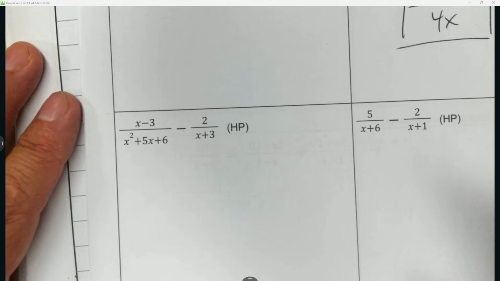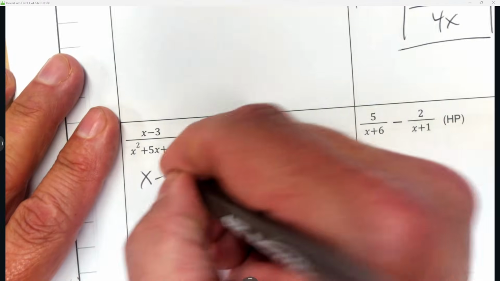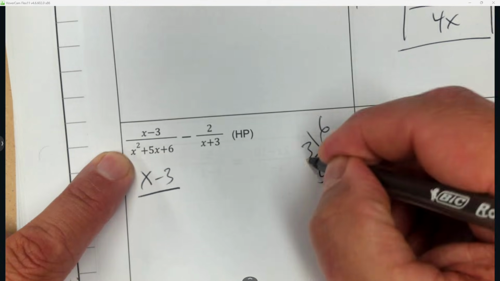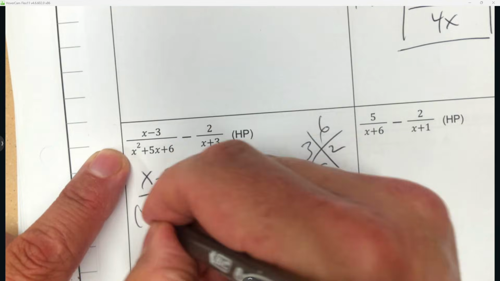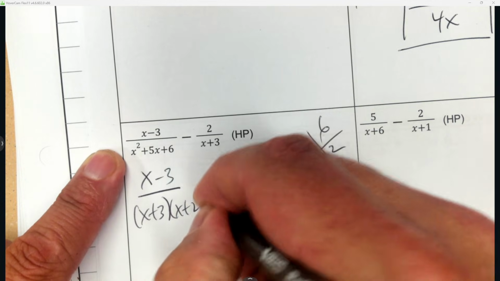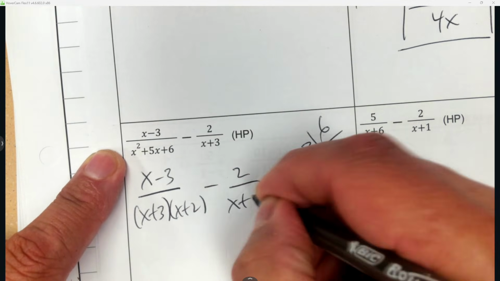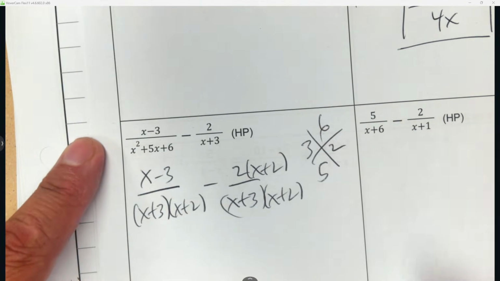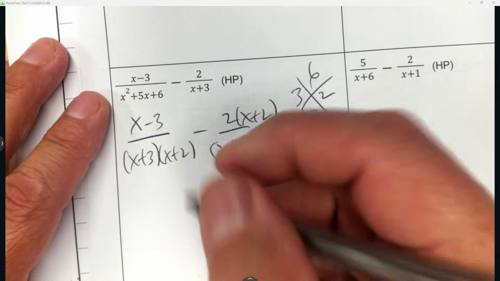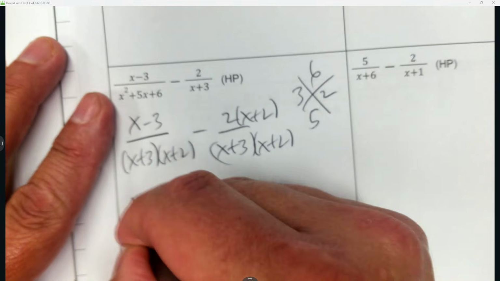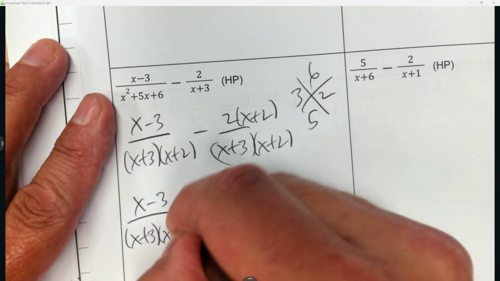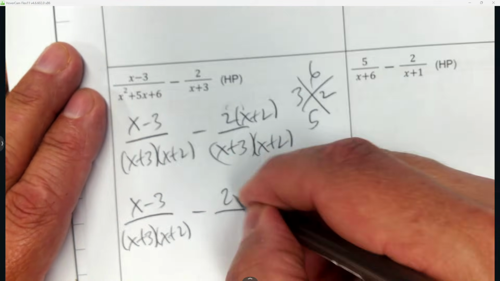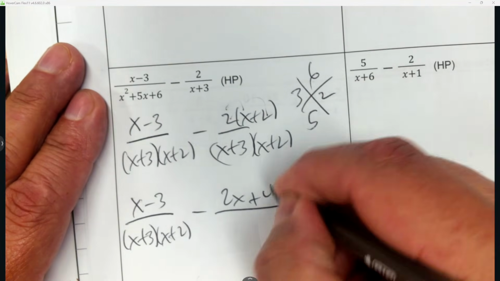Here's another one. Subtracting, we need the denominators to be the same. So step 1 is to factor the denominator here. So two numbers that multiply to 6 and add to 5 are 3 and 2. So to make the denominators the same, I'm going to multiply top and bottom by x plus 2. So I have x minus 3, x plus 3, x plus 2. And I'm going to distribute here, 2 times x and 2 times 2.